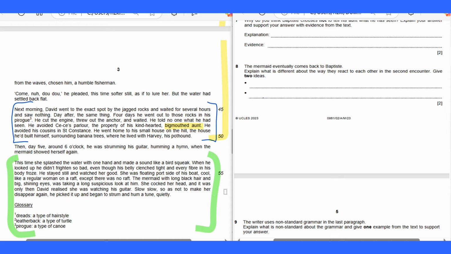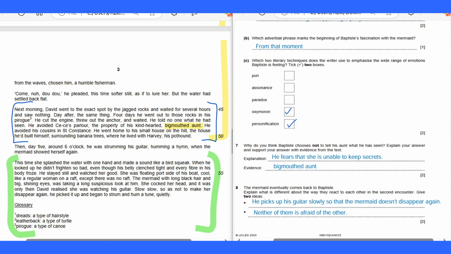Okay, let's check out the answer, guys. Okay, this is the answer. He picks up his guitar slowly so that the mermaid doesn't disappear again. Neither of them is afraid of the other. You can see from here. You watch still and watch her good.